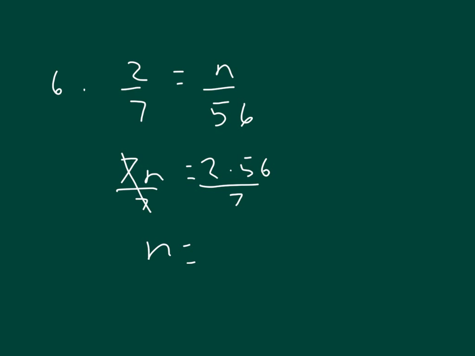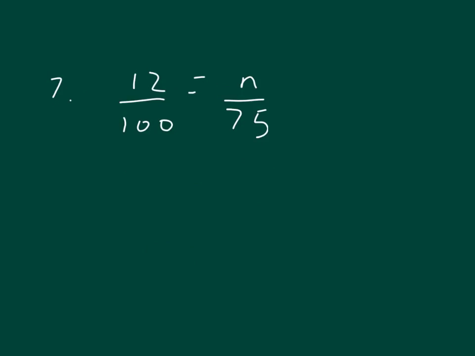N equals 7 goes into 57, and goes in 7 one time, and into 56 8 times, and 2 times 8 is 16. In the same way, we'll multiply 100n. 100 times n would equal 12 times 75. Divide both sides by 100.